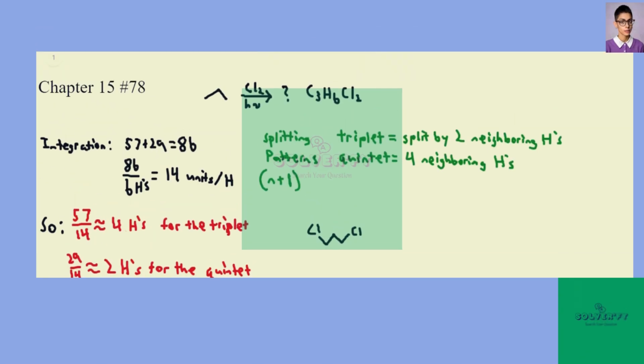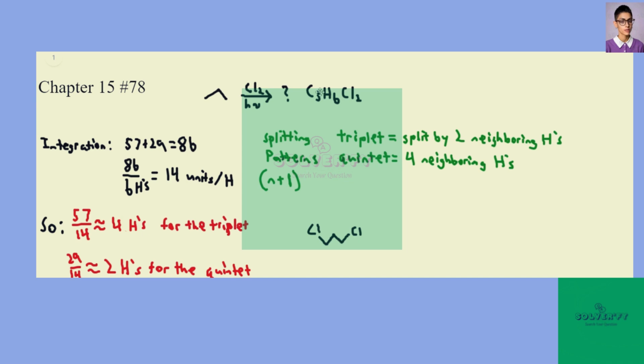This is the answer to chapter 15, problem number 78 from the Smith Organic Chemistry textbook. This problem is asking us to consider the chlorination of propane, the free radical chlorination of propane. We're given a lot of information and asked to draw what the product is. The first thing that I did was just draw propane, draw the reaction conditions, and then rewrite some of what we've been given.